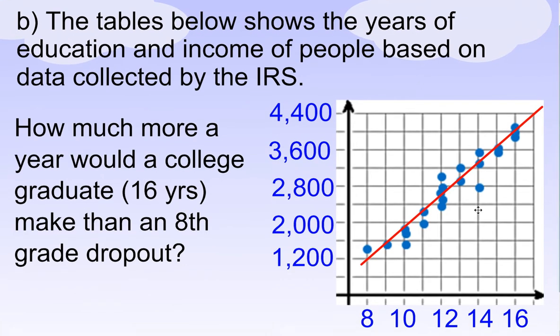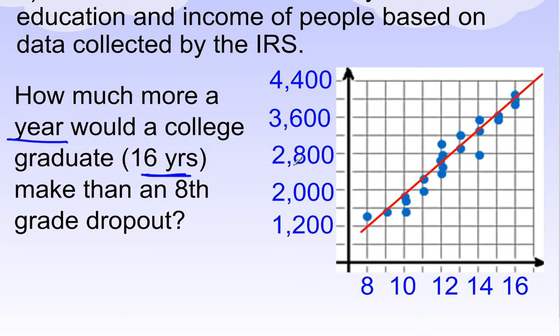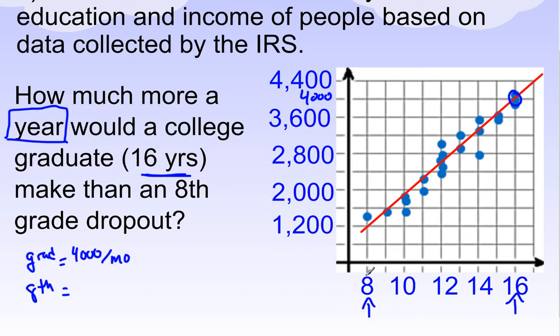Okay, same information, same data. How much more a year would a college graduate, which is 16 years of education, make than an 8th grade dropout? Based off our model, this shows how much a person makes per month. So we want to know in a year, how much more would a college graduate at 16 years make than an 8th grade dropout. Up here at 16, this person appears to make, I don't know, $4,000 per month. So a college grad is making $4,000 a month. An 8th grade dropout is making $1,200 a month.